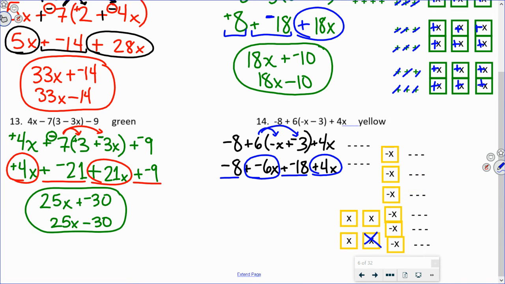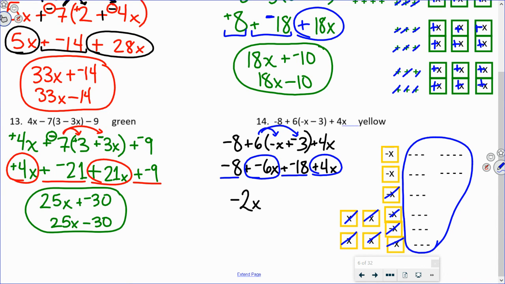Positive x and negative x cancel out. Positive x and negative x. In fact, we have 4 0 pairs. What does that leave us with? That leaves us with negative, or the opposite of, 2 x's. Then, if I move the negative 8 by the negative 18, there are no 0 pairs. We actually just get to put all those together, leaving us with negative 26, or you guessed it, you can write it as subtract 26.